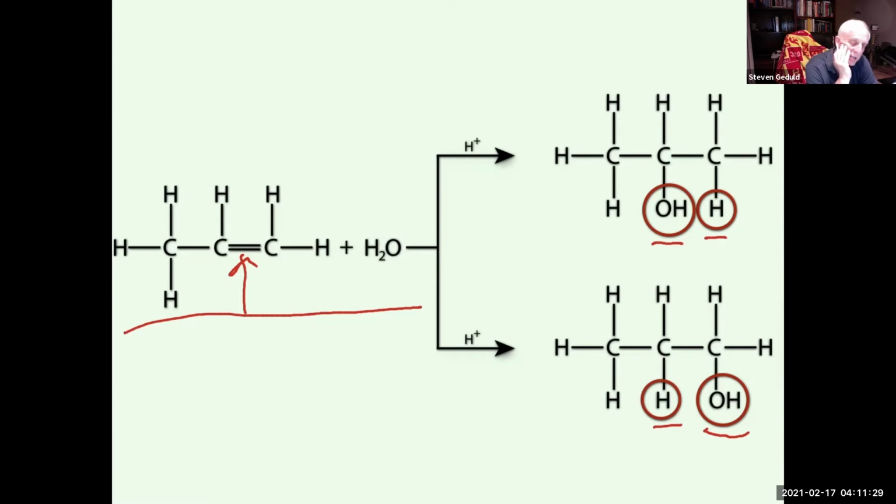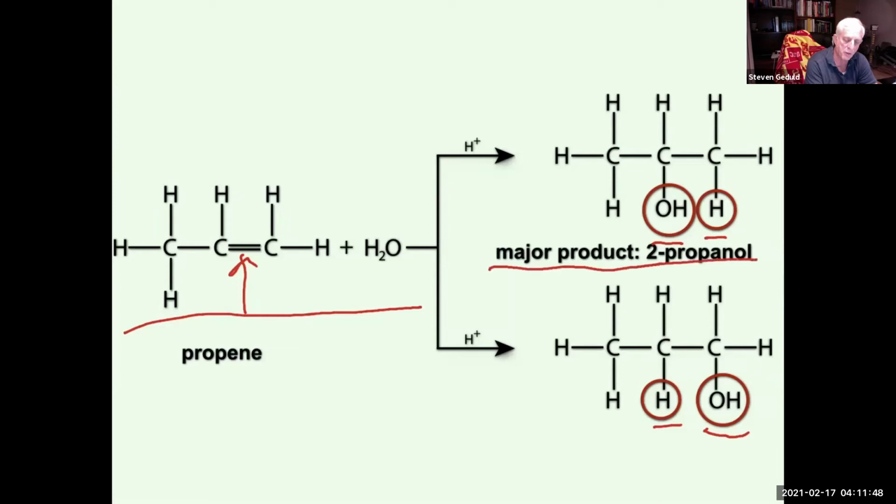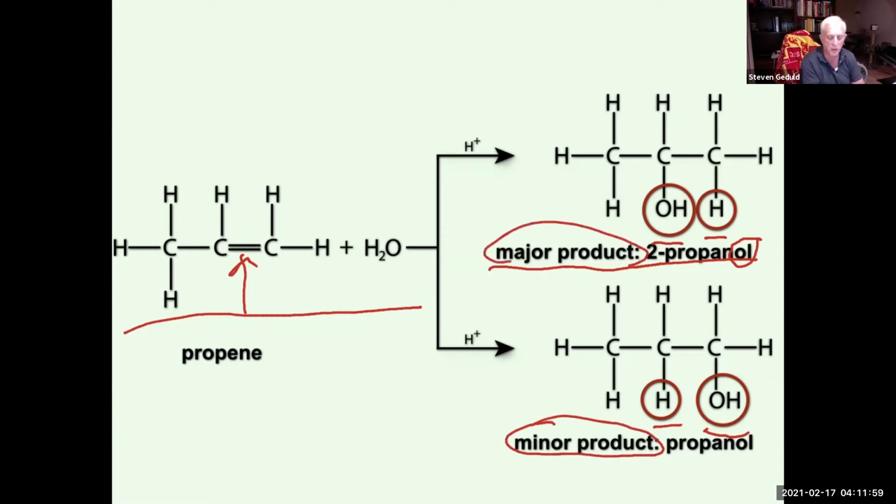It's going to be a major and a minor product, or it's going to be the same, 50-50. It all depends on the conformation of it. So you went from propene, just propene, to the major product, which is 2-propanol, an alcohol. We haven't learned that yet, but we will. 2-propanol or 1-propanol. This is your minor product. This is your major product. 2-propanol is major. 1-propanol is minor.